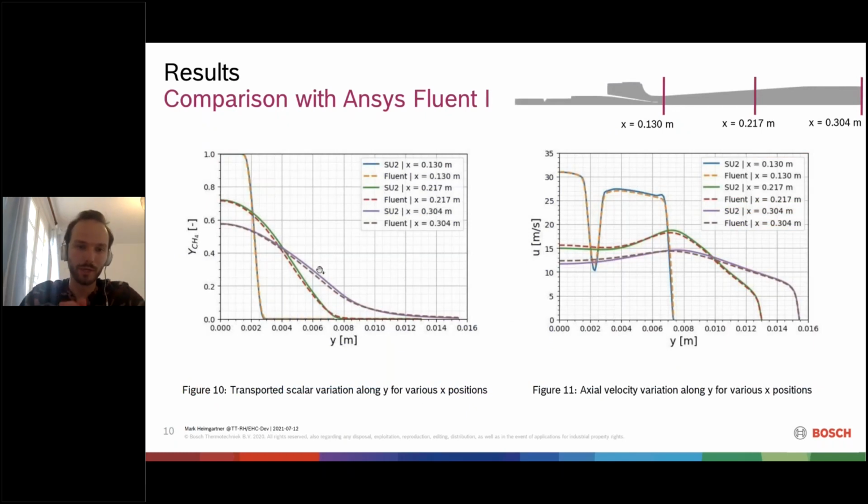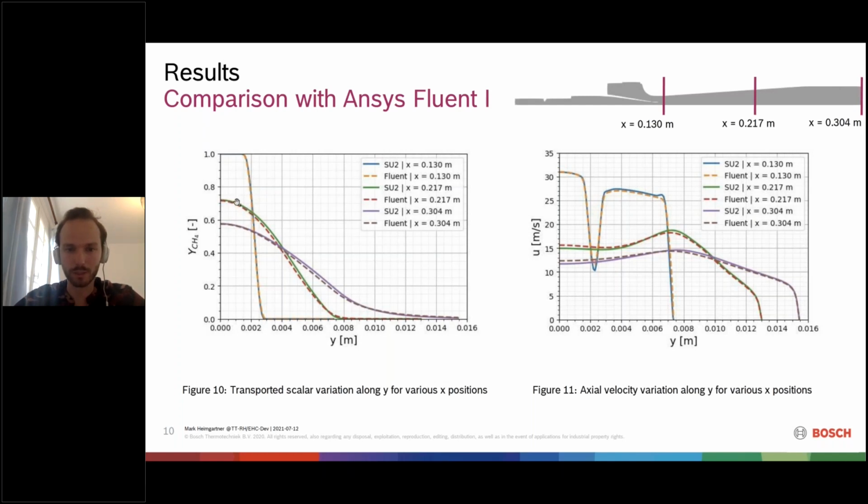So here we see some actual results of a comparison between SU2, what I've been implementing, and Fluent. And here we see the locations at 3 different points in the venturi: 0.3, 0.217, and 0.304 meters, which is at the outlet. And with these, we do see quite reasonable agreement between SU2 and Fluent. The mixing can be a bit better.